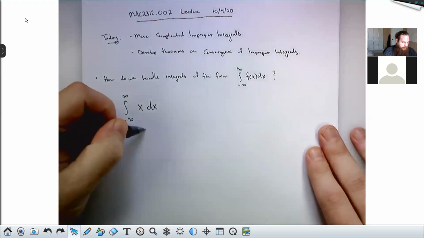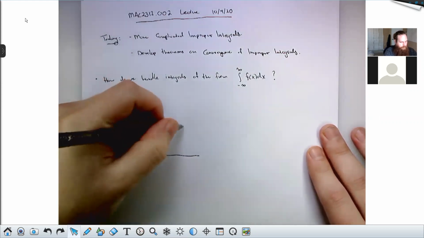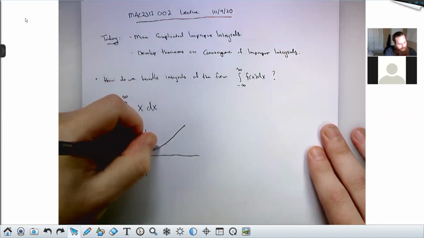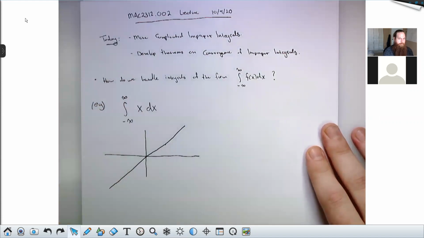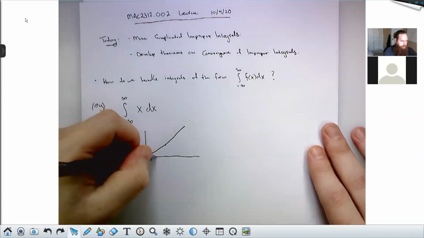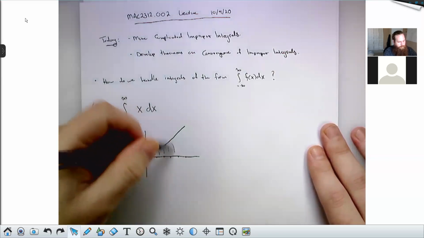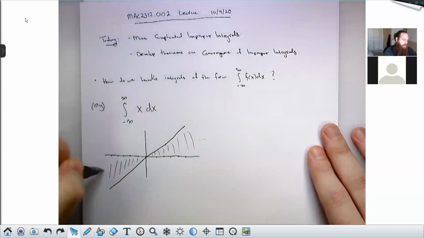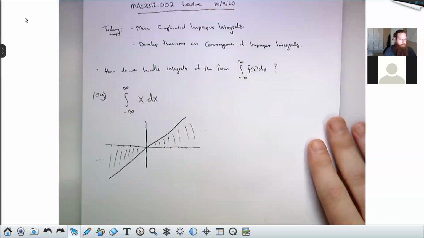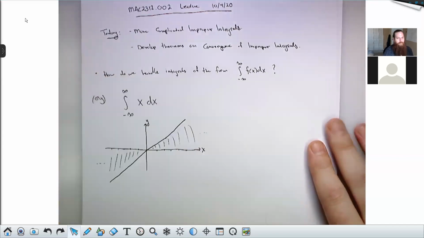We said it's always useful to draw the graph. So let's do that. Everybody should know what the graph f of x equals x looks like. Looks like this. And of course, if I want to integrate from negative infinity to infinity, well, that means I'm going to find all of this area and all of this area, right? This is the picture.